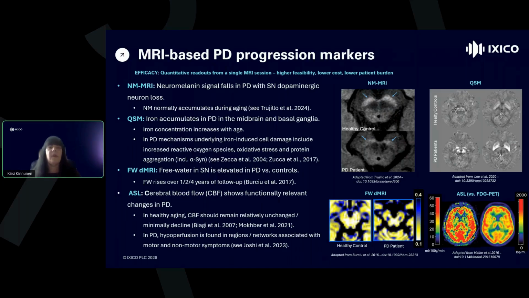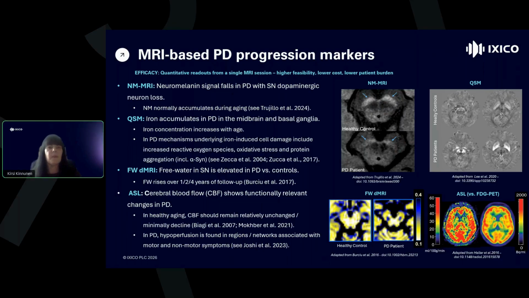Next, the QSM images show representative images of healthy controls and participants with early Parkinson's disease. The Parkinson's disease QSM images show brighter signals in the midbrain and basal ganglia areas than the healthy control images, which demonstrates higher iron accumulation in Parkinson's disease.